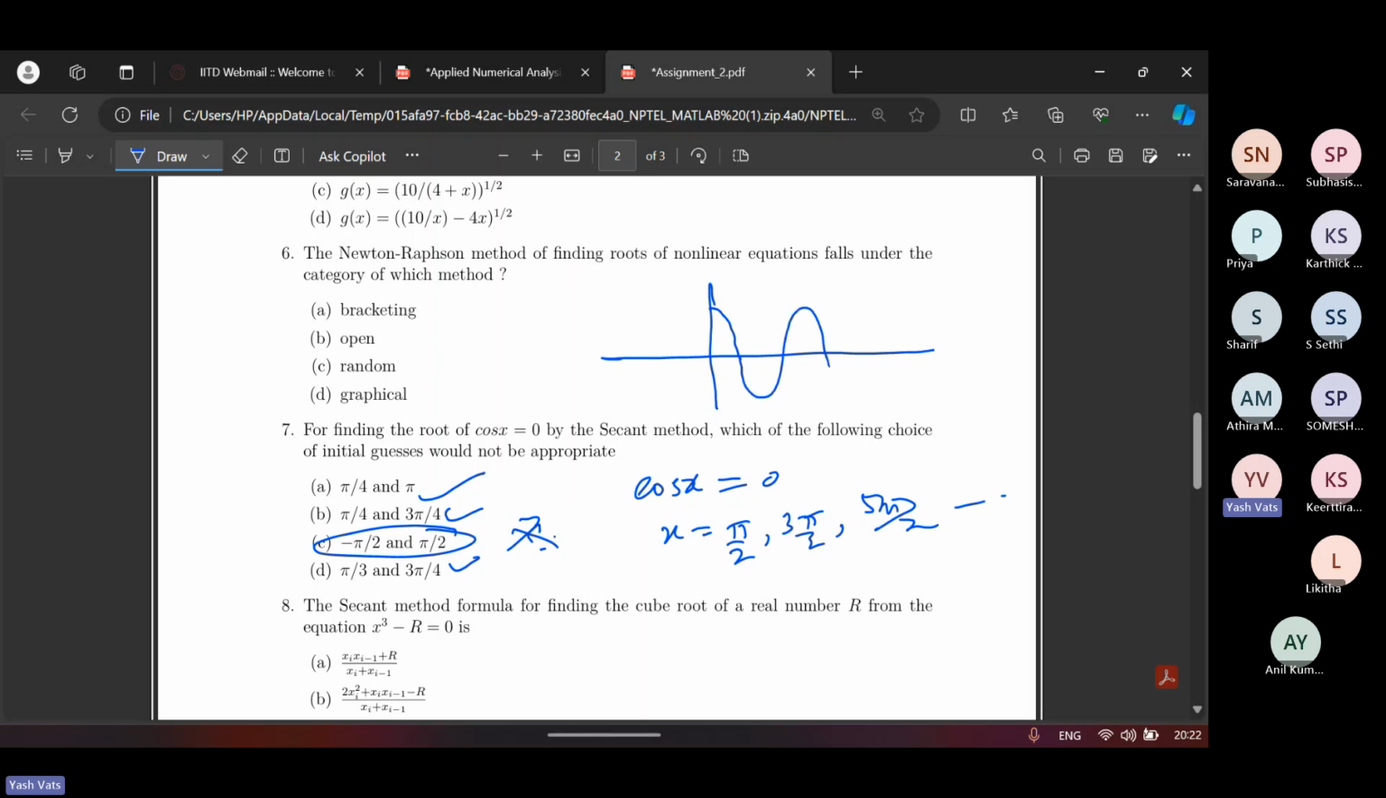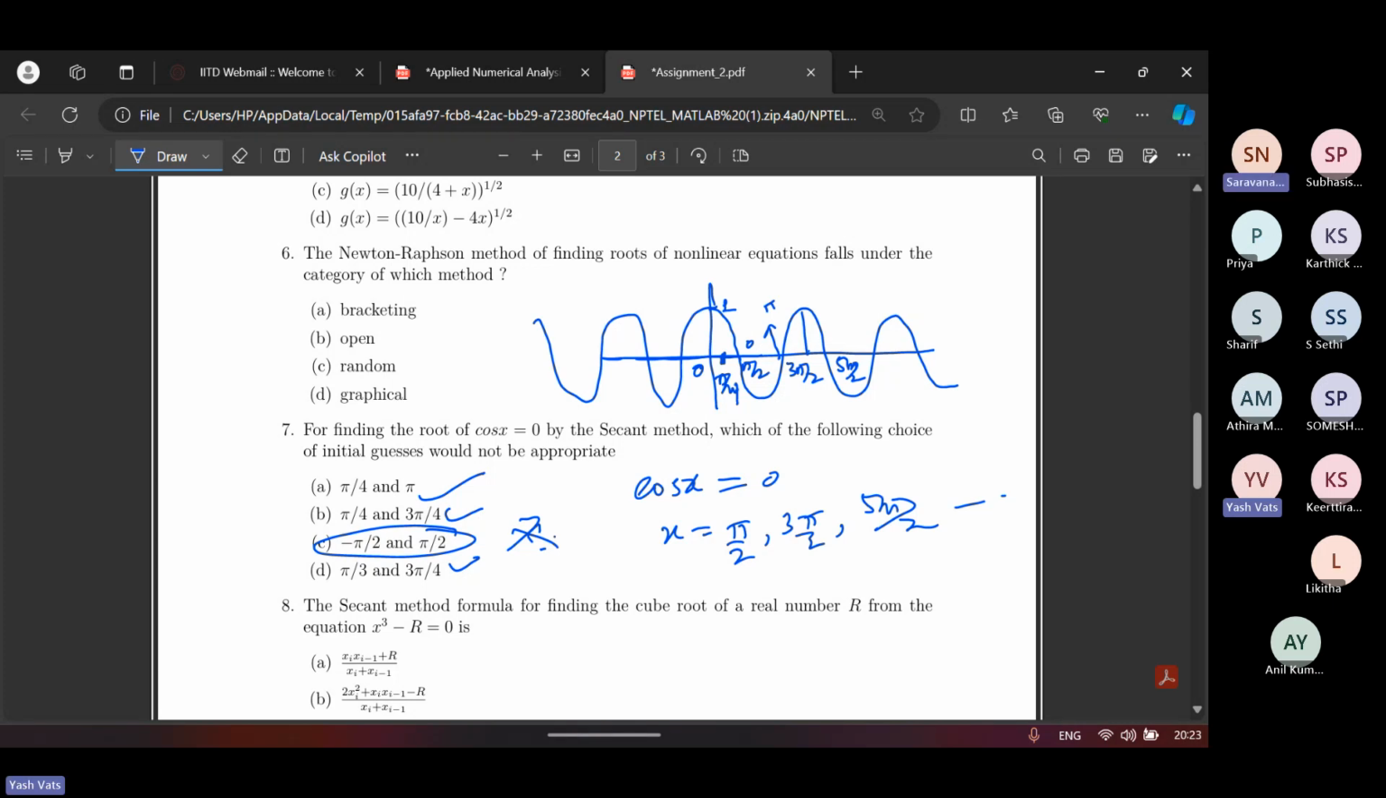Okay, so what is the graph of cos x? It's like this. 0, 1, pi by 2, 3 pi by 2, 5 pi by 2. Okay, so where is the value pi by 4? Between 0 and pi by 2. And where is the value 3 pi by 4? Pi is here. Where is 3 pi by 4?